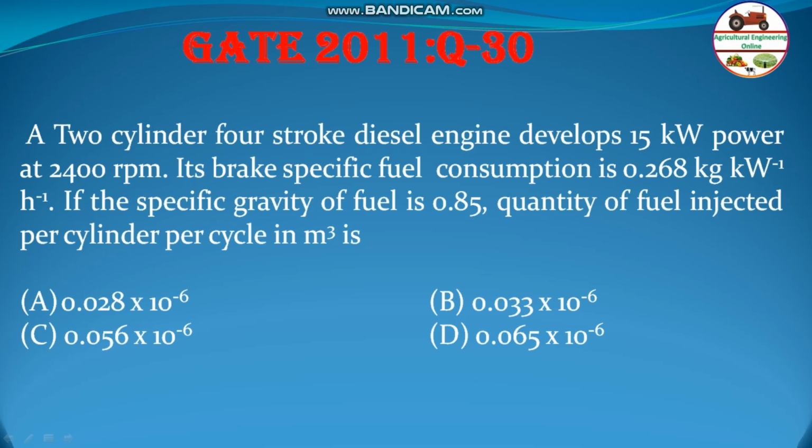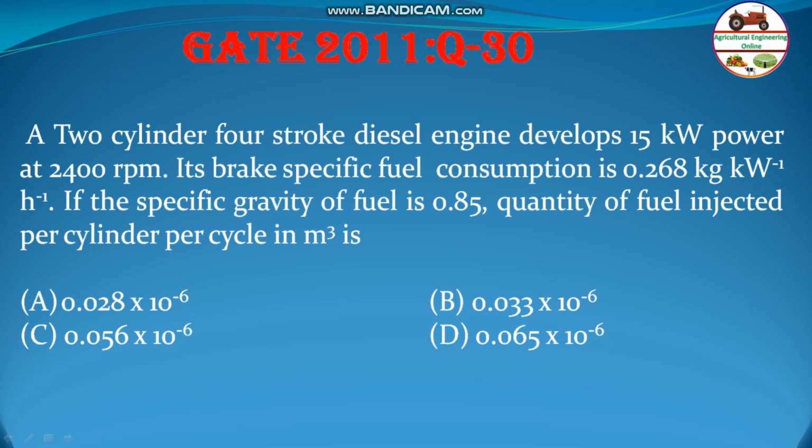This is a problem from GATE 2011, question number 30. The problem is about a two-cylinder four-stroke diesel engine that develops 15 kilowatt power at 2400 rpm. Its brake specific fuel consumption is 0.268 kg per kilowatt per hour. If the specific gravity of the fuel is 0.85, the quantity of fuel injected per cylinder per cycle in cubic meter is 0.028, 0.056, 0.033 or 0.065 into 10 to the minus 6. That is cubic meter per cylinder per cycle.